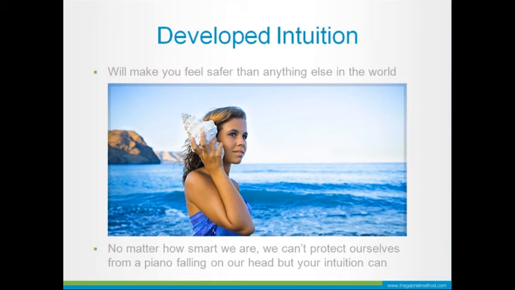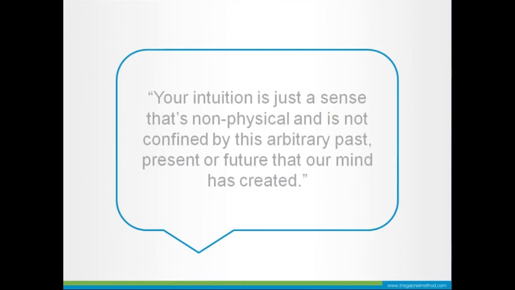And this, in a sense, is why we're always so chronically afraid in life, is because we really do know that our minds can't protect us. Our minds really don't have the answers. No matter how smart we are, we can't protect ourselves from a piano falling on our head. But your intuition can. And it's simple. Your intuition is just a sense that's non-physical and is not confined by this arbitrary past, present, and future that our mind has created. And it is arbitrary and it's not real. Past, present, and future is all happening right now. We just don't know that, but it's been scientifically proven. Your 6th sense can sense that.